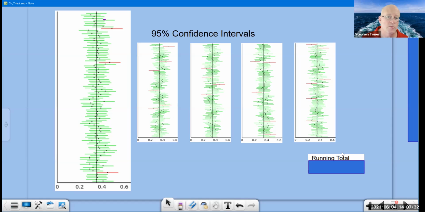So if I were to keep a running total of all of these together, 1, 2, 3, 4, 5 of them, we're at 500. I would tell you that we're at 476 out of 500. And if you combine all of them together, we're at a running total of 95.2% of the time we were successful in predicting the true proportion, which I am told is 35%.